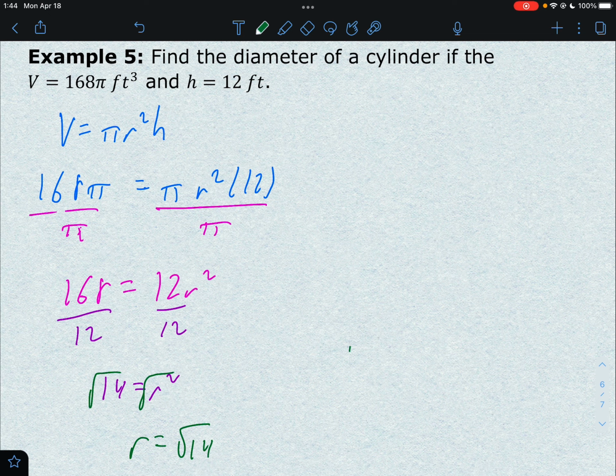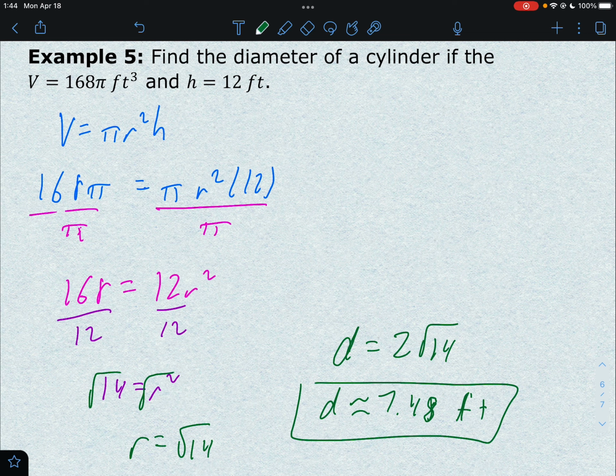So the diameter is twice that, so our diameter would just be 2 root 14. Okay, if you want a rounded answer, you can do 2 root 14 in our calculator, and our diameter would be 7.48. Just feet though, not cubic feet, because this is not a volume, it's just a diameter.